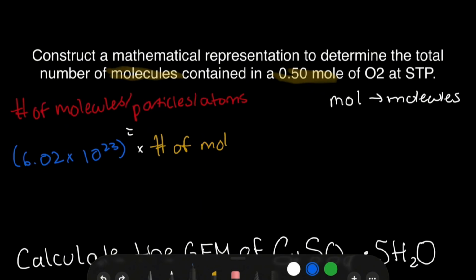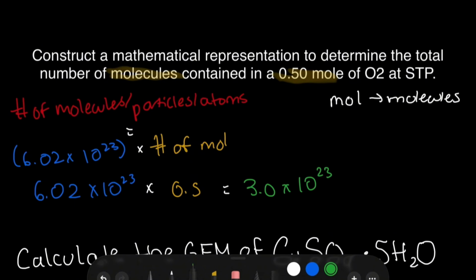So all we really have to do is input this value in the calculator, which would be 6.02 times 10 to the power of 23 times 0.5. And your answer should be 3.0 times 10 to the power of 23.